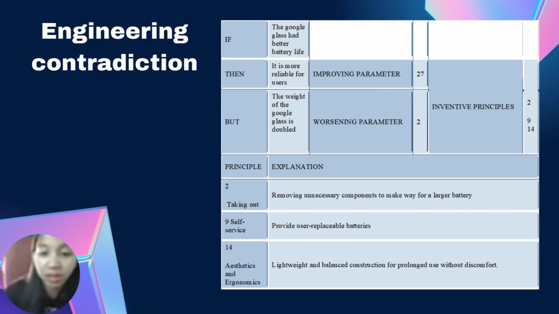Hi everyone, let's talk about addressing engineering contradiction using the example of Google Glass. The contradiction occurs because if the Google Glass had better battery life, then it is more reliable for users. But the weight of the Google Glass is double. To solve this contradiction, we can use inventive principles, which are guidelines for problem solving.